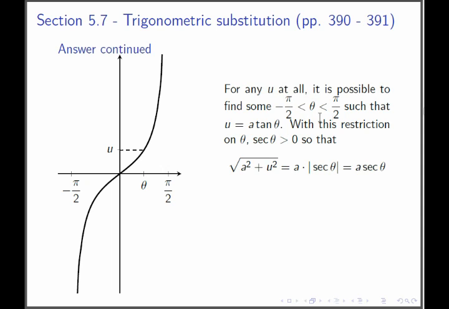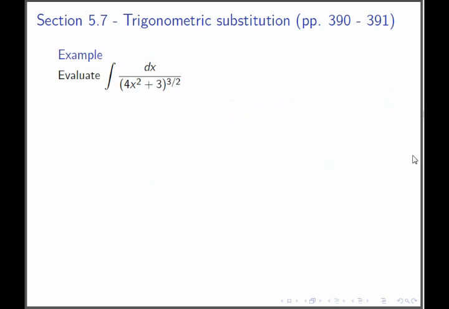Again, this range of theta represents the right half of the unit circle, and so cosine is positive there, and hence so is secant. And so we see this simplification gets rid of the absolute value signs as we want.